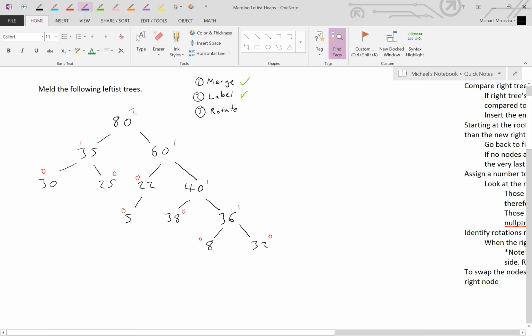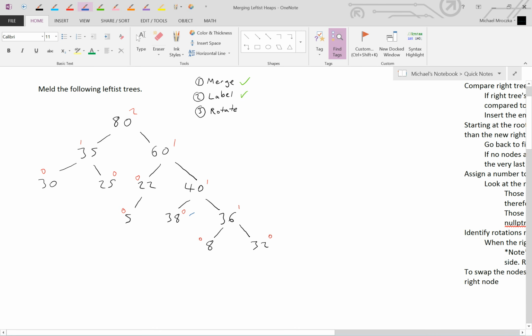Now we look at this guy and we say, is 0, we look at the 8 and we say that has a 0, we look at the 32 and that has a 0. Now they're both on the same level, and by level I'm talking about these. So we've got 1, 2, 3, 4, and obviously 5 levels in this tree. So what we do is we look at 0 and 0, and it turns out 0 is the same as 0, so we don't have to swap anything here.